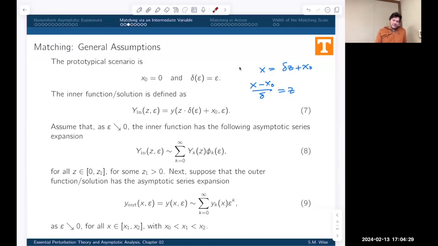And we're going to assume that this is uniform on this interval, like we showed earlier, where x1 is between x naught and x2. So this conforms to the notation that we've been using earlier. Question about that? This is all in the way of assumptions. So we have a function that can be expressed as an inner function, which is quite a bit different than the outer function. This happens when you have boundary layers.